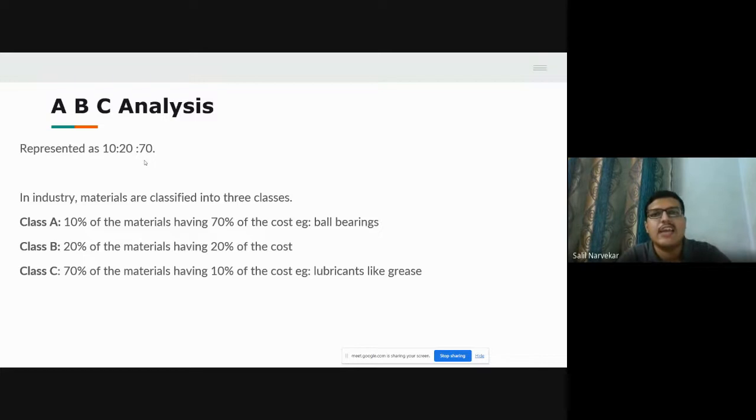In class A, you'll have the senior management, which is 10% of the employees, getting the highest 70% of the salary. You can use ABC analysis with different percentages in different cases. You can use ABC analysis in various cases.